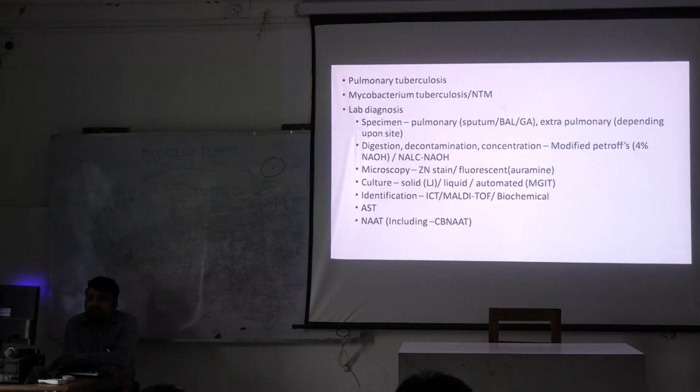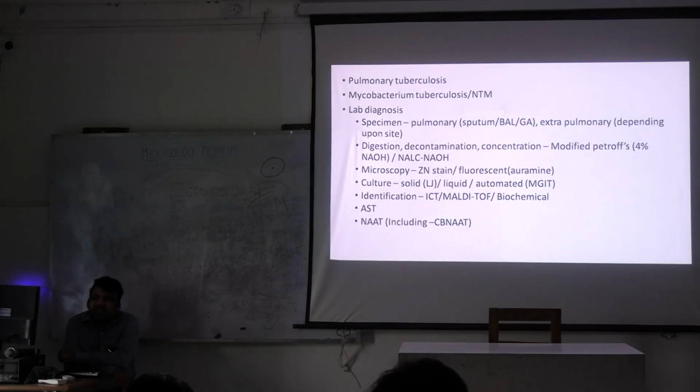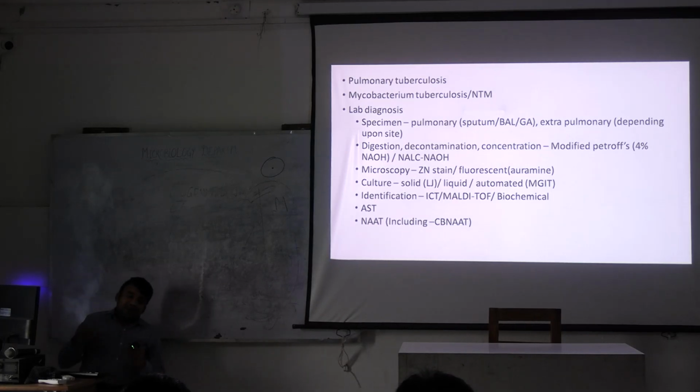Advantage of automated MGIT is rapid diagnosis. If you go and read your textbook, you will find that for solid culture, it takes at least about 8 weeks for the culture to come up. In case of MGIT, the growth comes round about 1 to 2 weeks. So there is a huge difference in the time required for diagnosis.